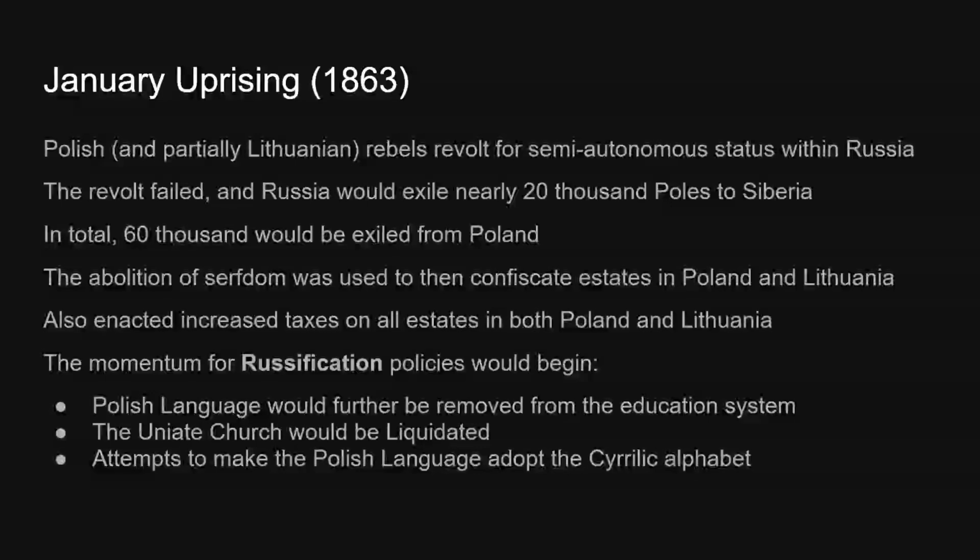This revolt would begin a new momentum for Russification policies. In particular, the Polish language was removed from the education system. The Uniate Church would be liquidated, and Cyrillization attempts would be made on the Polish language.